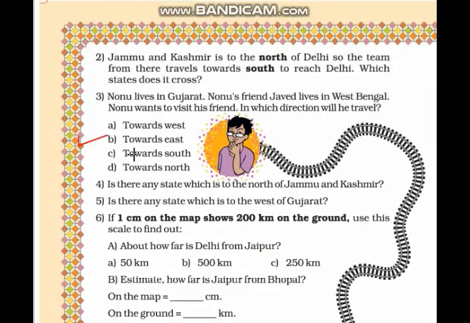Here is Gujarat. Nonu lives in Gujarat and he wants to go to West Bengal. And West Bengal is to the east of Gujarat. So in which direction will he travel? Obviously towards east. So here answer B is correct, that is option B, towards east.